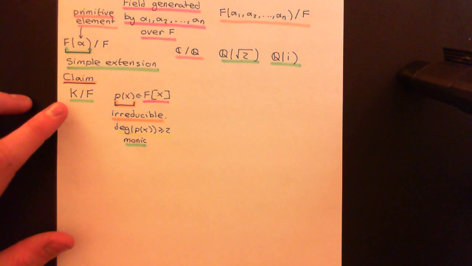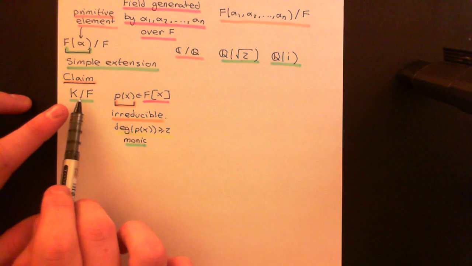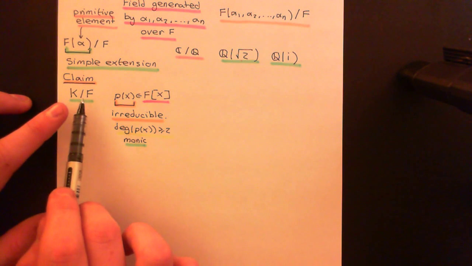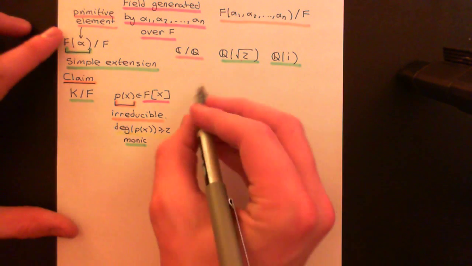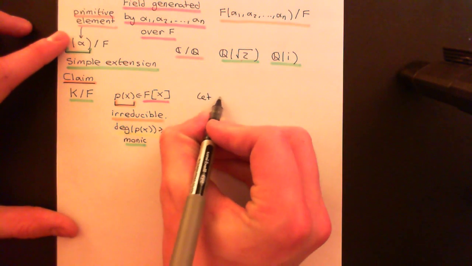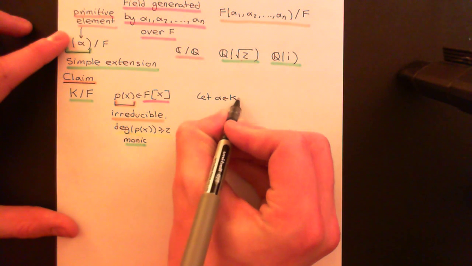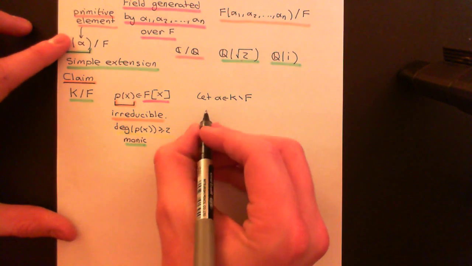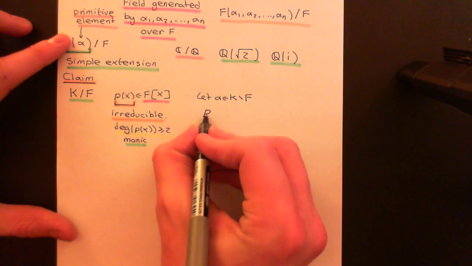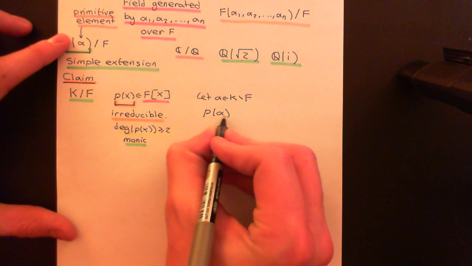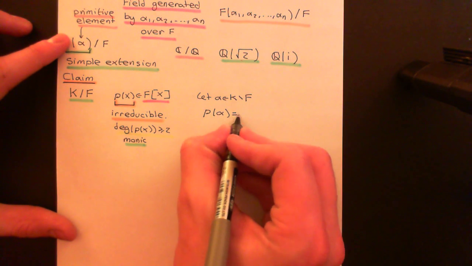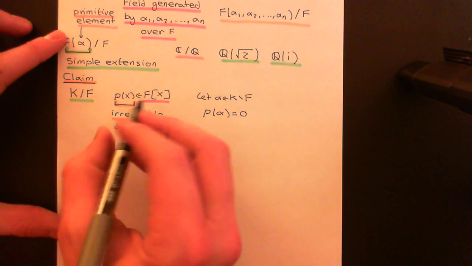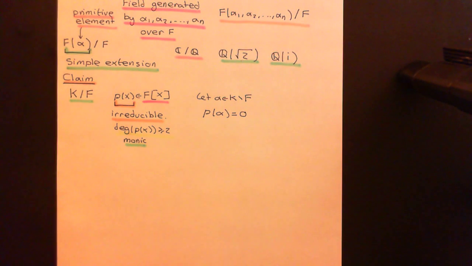Let's suppose that it does have a root in the larger field K. Okay, it doesn't have a root in the smaller field capital F, but let alpha be an element of the larger field capital K that is not in the smaller field capital F. Okay, and now let's suppose p of alpha, the polynomial evaluated at alpha using that ring homomorphism, is equal to 0 in the larger field capital K.